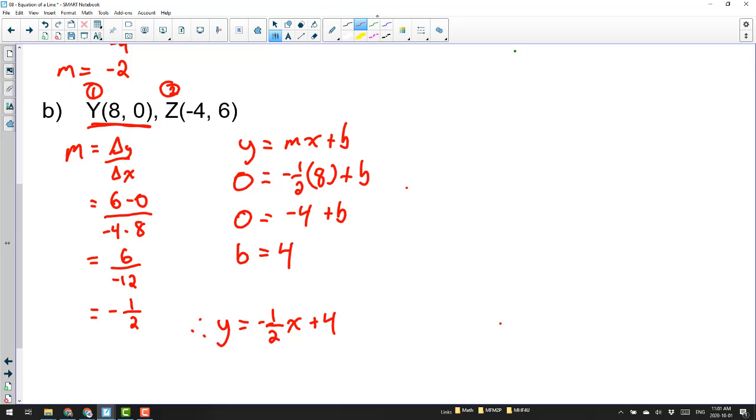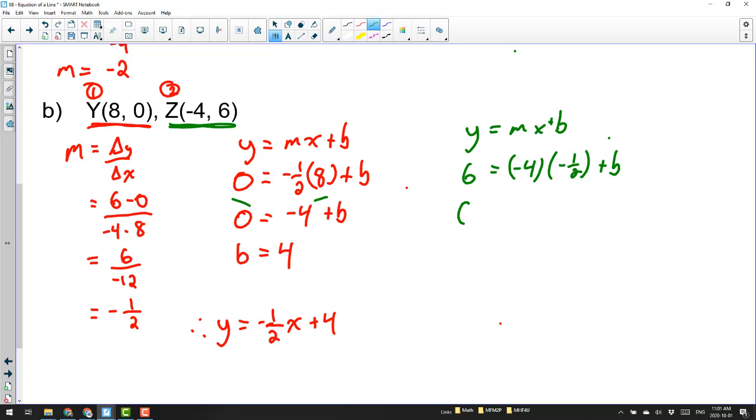Now, I'm just going to make the point here. What if I had chosen, instead of point Y, point Z for that second part? Let's try that. You don't need to do this. I just want to make my point that it doesn't matter which point you choose. So instead of plugging in (8, 0), I'm going to plug in y is 6 and x is negative 4 times my slope, which is negative 1/2, plus b. So 6 is equal to negative 4 times negative 1/2. So that's going to be positive 2 plus b.